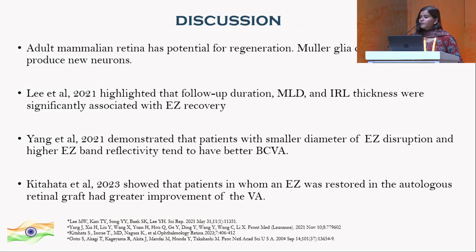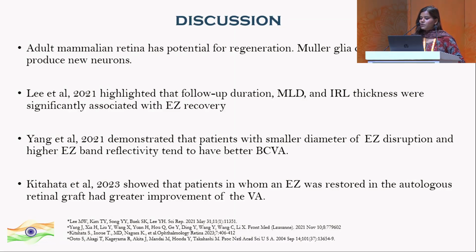Discussion. Adult mammalian retina has potential for regeneration. Muller glial cells proliferate and produce new neurons. Lee et al. in 2021 highlighted that follow-up duration, minimum lineal diameter, and inner retinal layer thickness were significantly associated with EZ recovery.